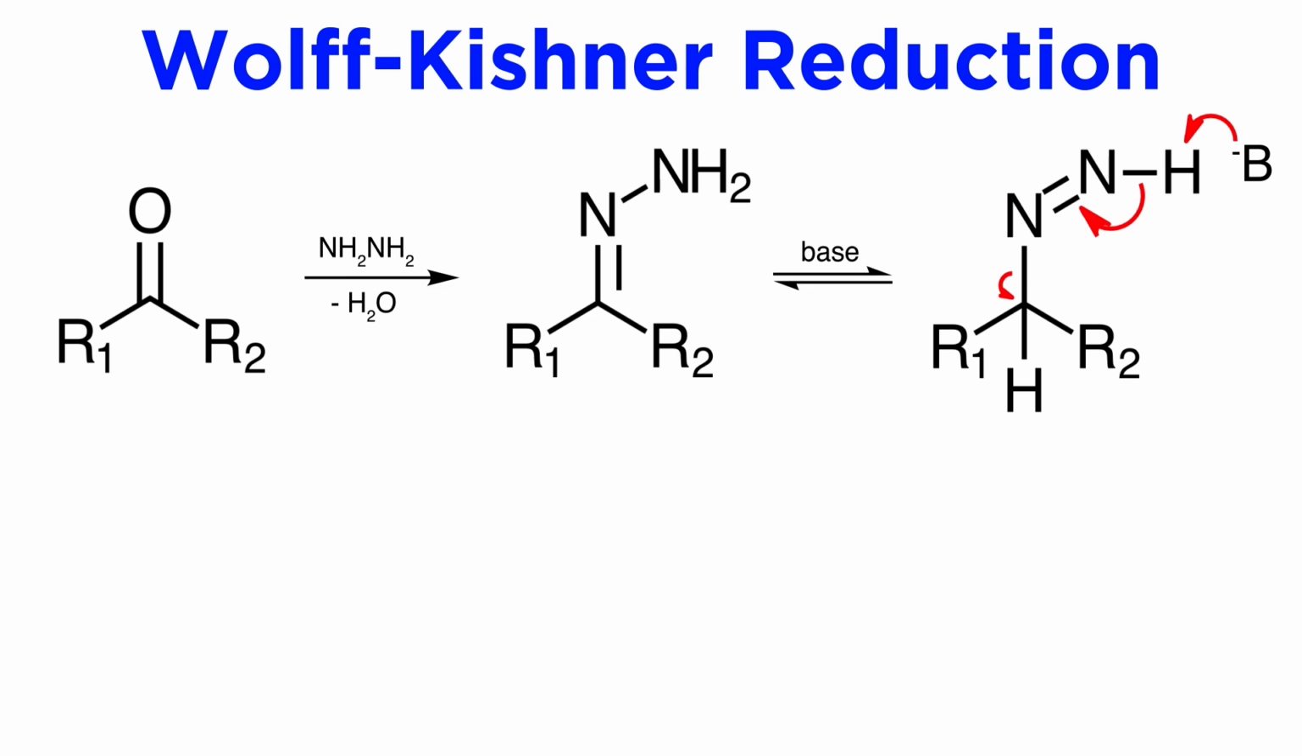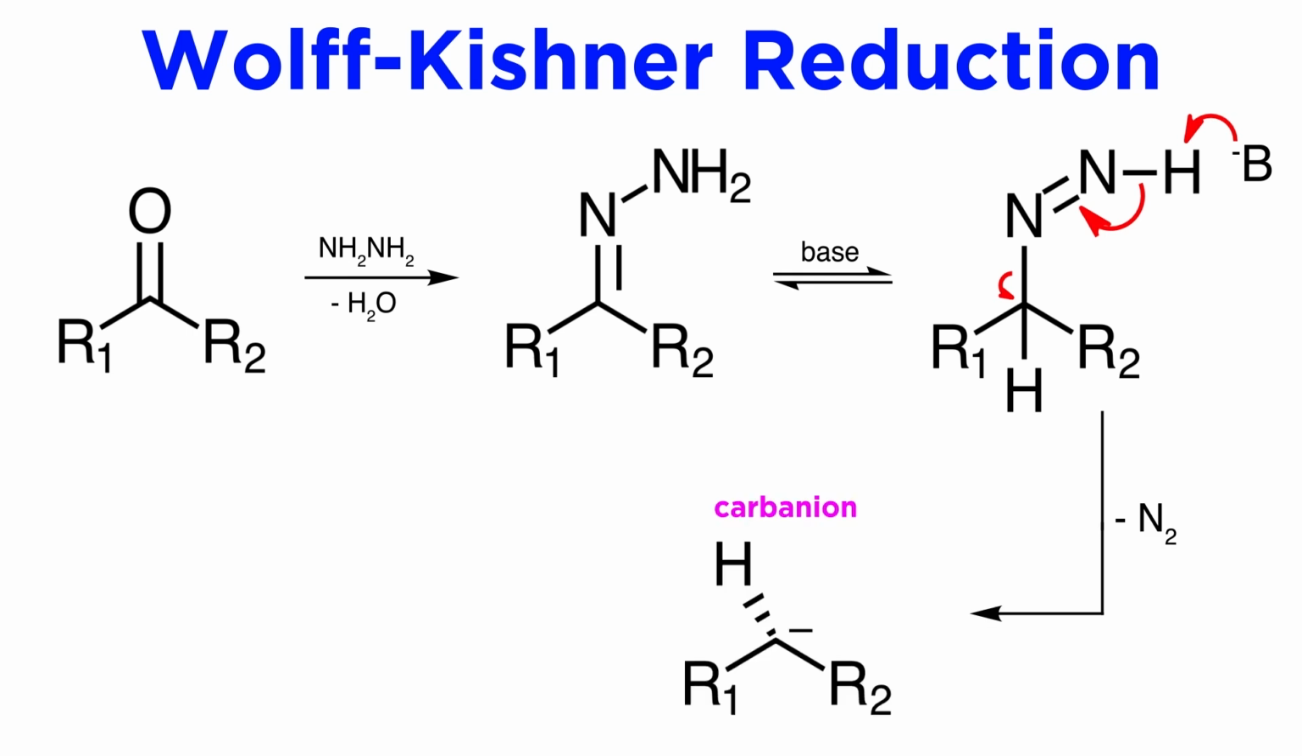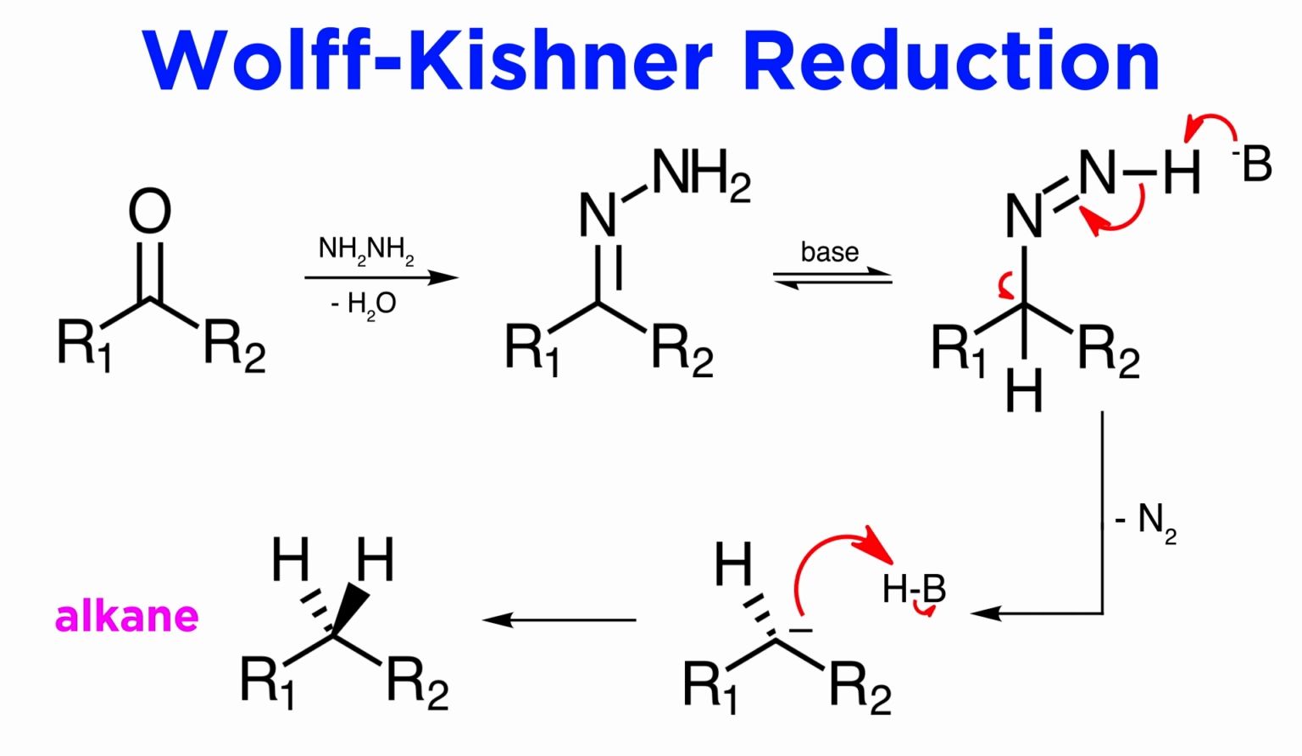Then the slow step for this reaction is the deprotonation of the diimide by the strong base. This leads to loss of nitrogen gas and the formation of a carbanion, which is an especially reactive species. The lifetime of a carbanion in a protic solvent is extremely short, and protonation by the conjugate acid of the base used in the previous step leads directly to the alkane.